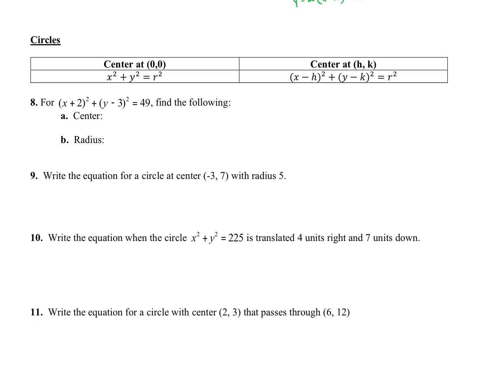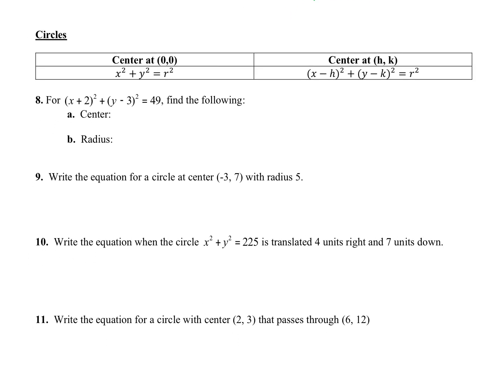Can you tell me on number 8 what the center is? Negative 2, positive 3. Yes. The radius is 7. Negative 2, positive 3. Always opposite of what it looks like. This is r squared, so the radius here is 7. You square root the 49.